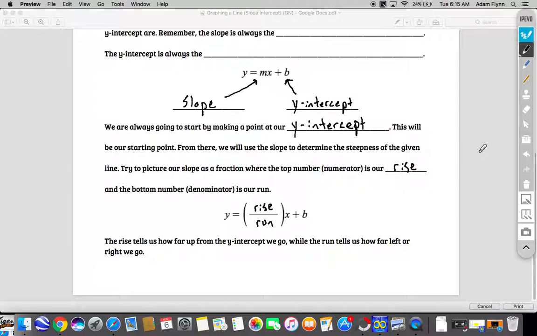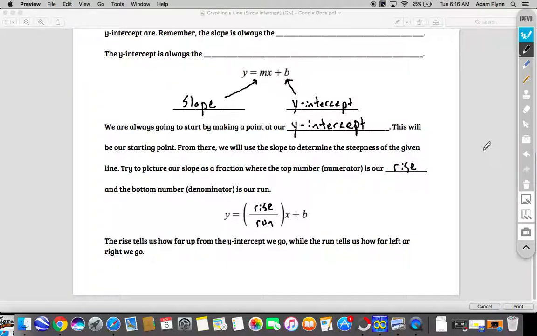So it's important to note, if our slope is positive, our line will be going up from left to right. If our slope is negative, that means we will be going down from left to right. Okay? And if it appears that our slope is a whole number, our rise will be whatever that whole number is, whatever that value is, and our run will be 1.